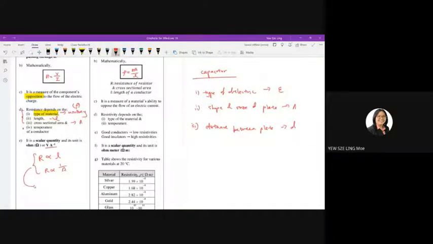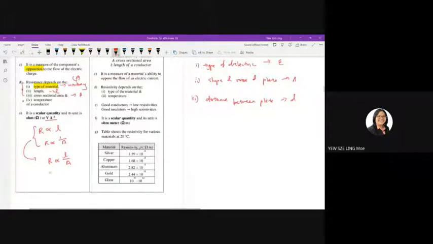When you combine these two things, it gives you a relationship. R is proportional to L over A. Added in a constant, R is equals to rho L over A. And this rho, it represents the constant, which is the type of material. Okay, so rearrange the equations, it gives you the definitions of resistivity. All right, this is how we obtain the equations. Rho equals to RA over L.